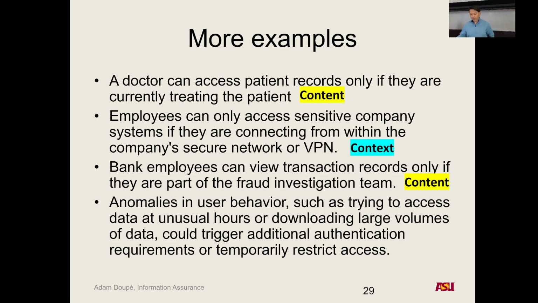And the last one is anomalous behavior, such as trying to access data at unusual hours, like 4 a.m. or 2 a.m., and trying to download a large volume of data. So this is the situation-based, context-based access control. In this way, depending on the situations or requirements, we can set the model. Which is more appropriate, content-based or context-based?